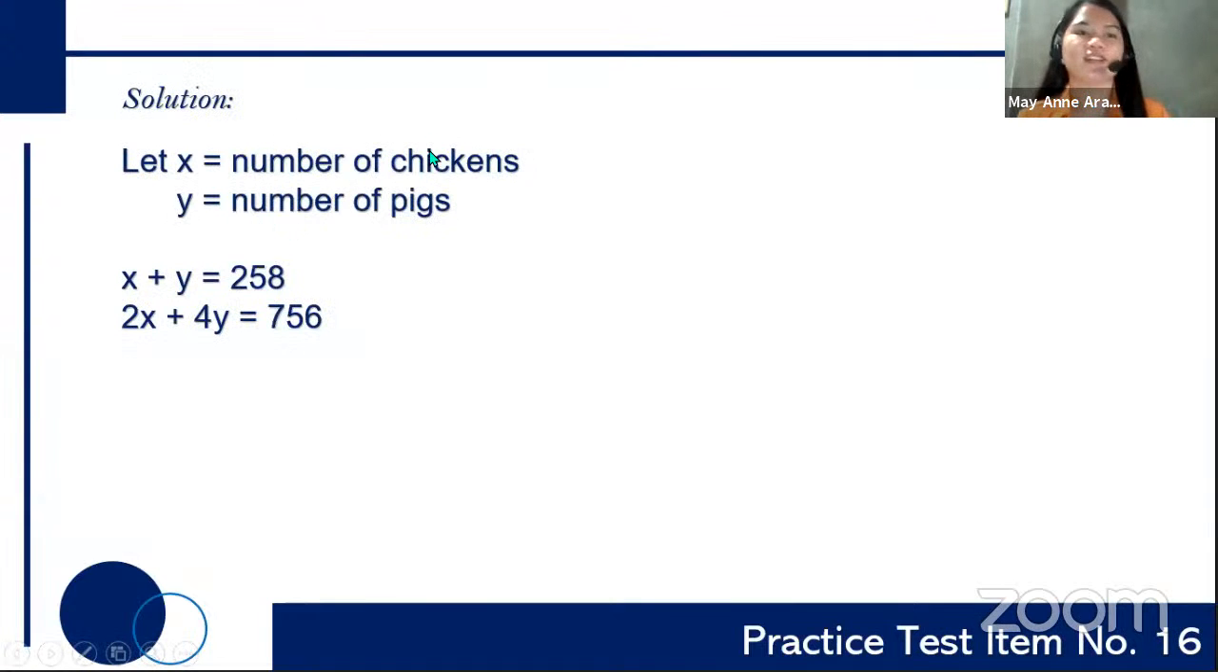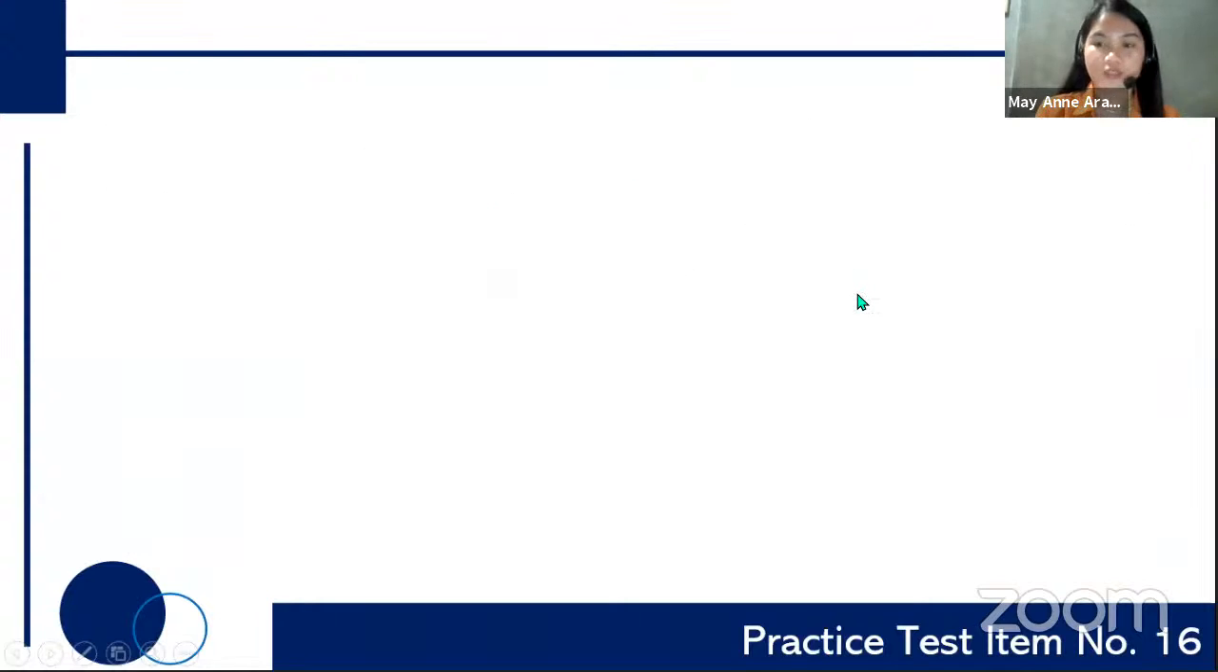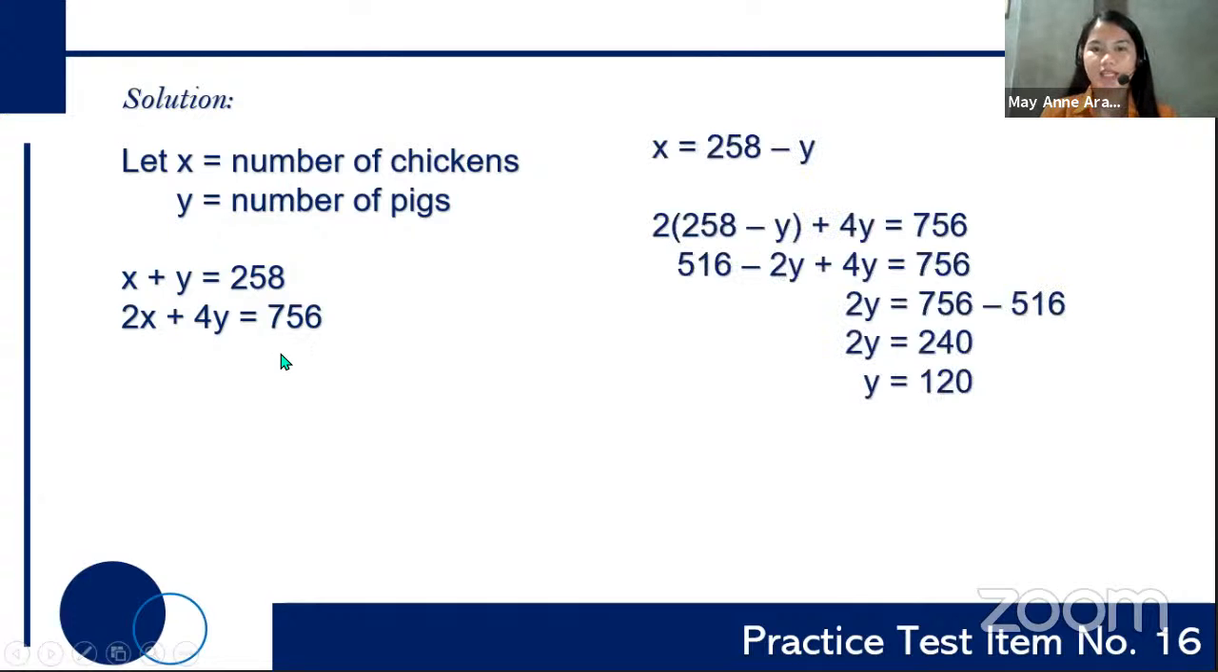Okay, so we can assign values to the variables. Let x be the number of chickens and y be the number of pigs. Since we know that here sa problem, the heads is equal to 258. Then yung sa number of legs naman, since the number of legs ng chicken ay 2, so 2x plus 4y equals 756. And from this, we can solve for the value of x in terms of y, which is 258 minus y. So from this, x is equal to 258 minus y.